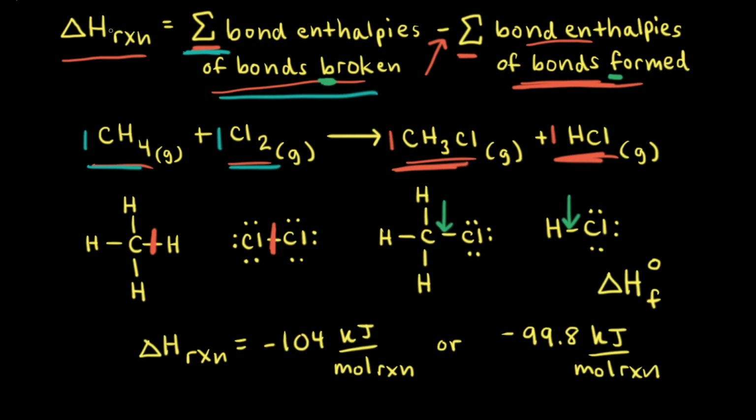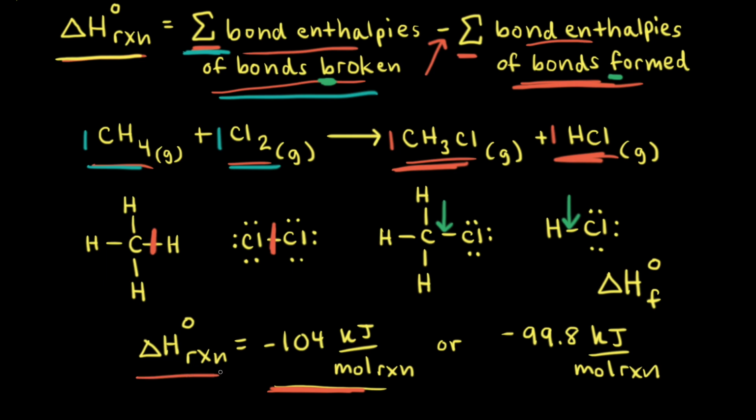When everything is under standard conditions, we need to add a superscript of naught. So this would be the standard change in enthalpy for a chemical reaction. And so for the value we just calculated, negative 104 kilojoules per mole of reaction, this is under standard conditions, so this is actually the standard change in enthalpy for this chemical reaction. Remember that bond enthalpies are only averages, and so this value that we calculated is only an estimate for the standard change in enthalpy for this chemical reaction.